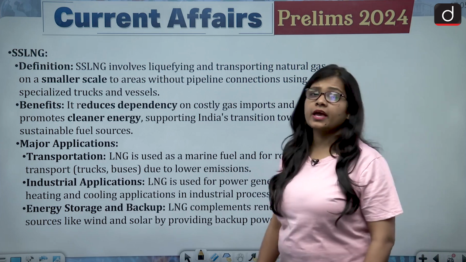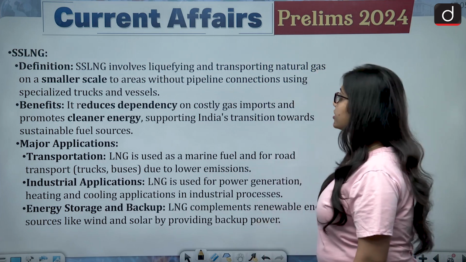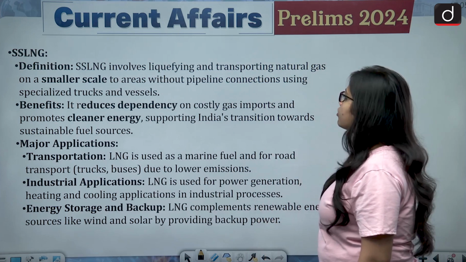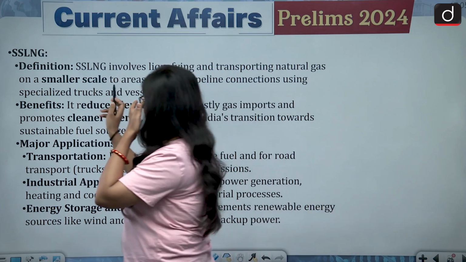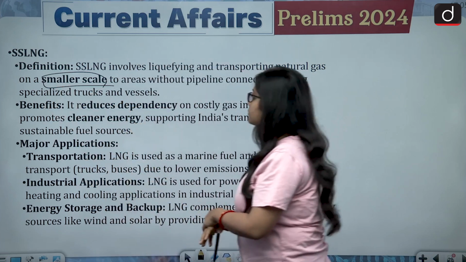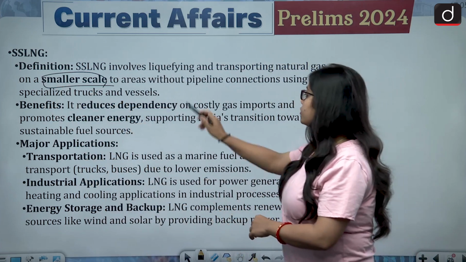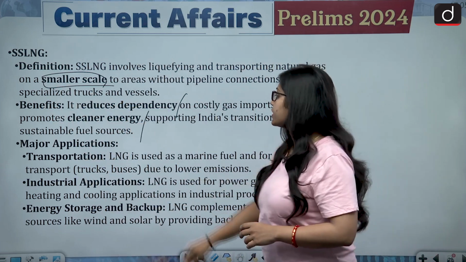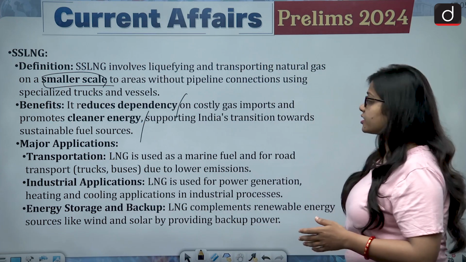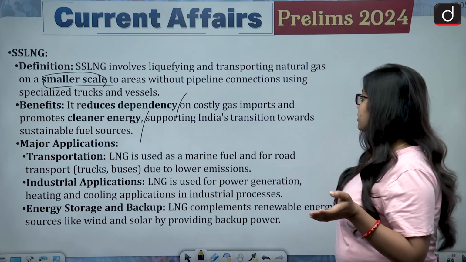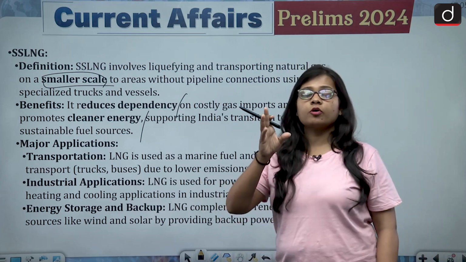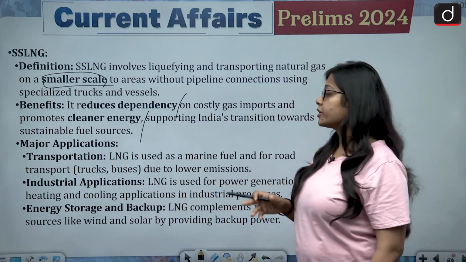Then SSLNG. That involves liquefying and transporting natural gas on a smaller scale. So this is done on a smaller scale. Benefits: it reduces dependency on costly gas imports and promotes cleaner energy, supporting India's transition towards sustainable fuel sources, because it is done on a smaller scale and in small quantities.